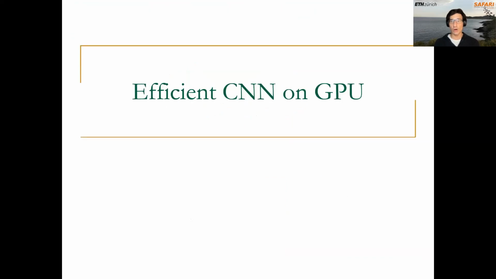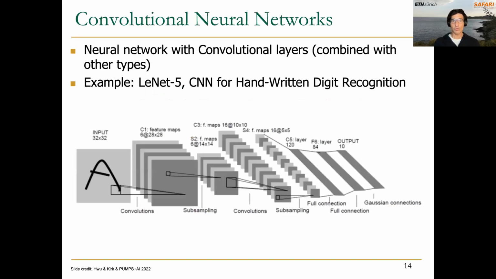So that's why now we start this part of the lecture called efficient CNN on GPU. Remember that a CNN, a convolutional neural network, is a neural network with convolutional layers combined with other types. And a very good example is LeNet5, a CNN for handwritten digit recognition.